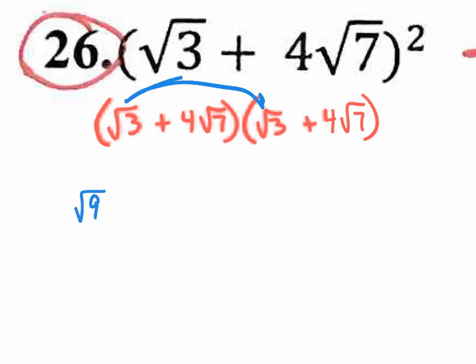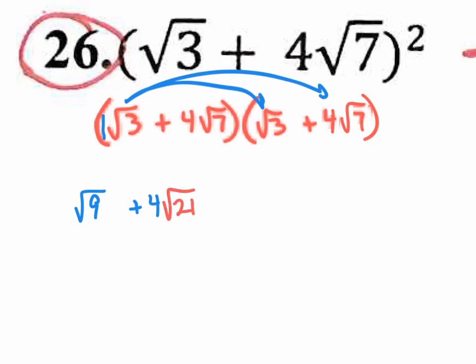And then the square root of 3 times 4 square root of 7. It's kind of like if you had an invisible 1 in front and you multiply that 1 times 4, you're going to get 4. But then when you multiply the square root of 3 times the square root of 7, what do we get? 21. Square root of 21.